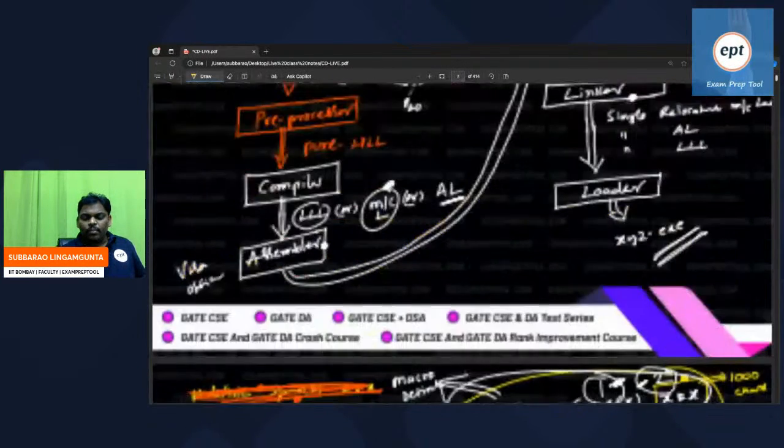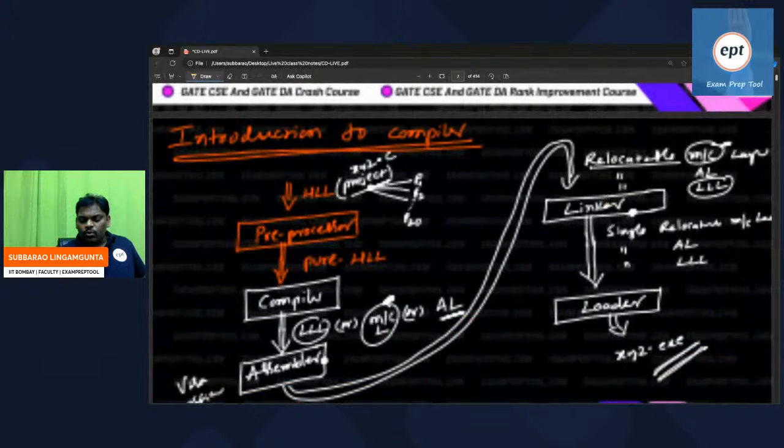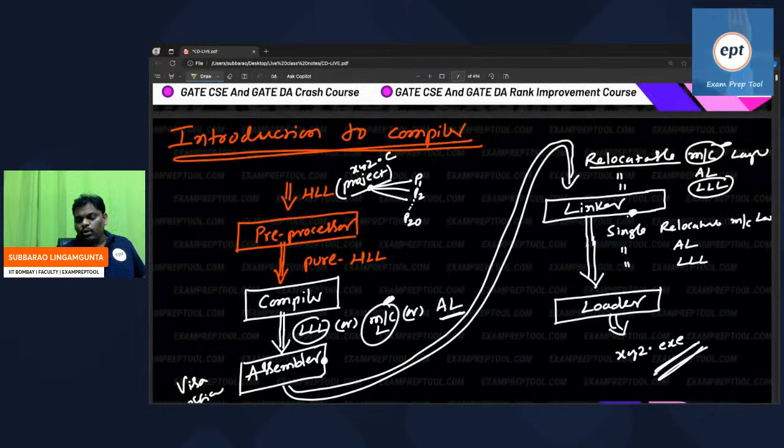Right. So remember everyone, preprocessor doesn't do any calculation. It will do only substitution.